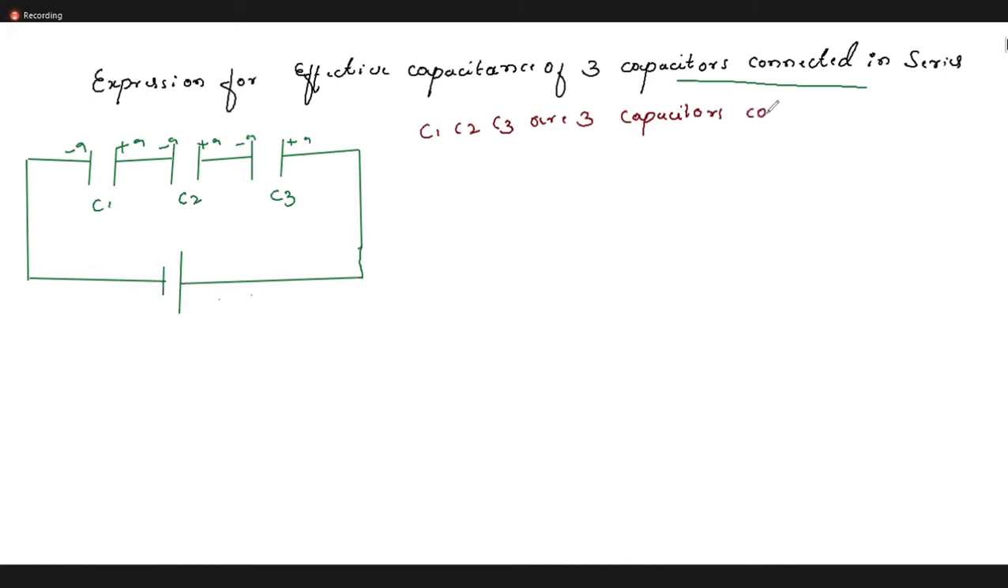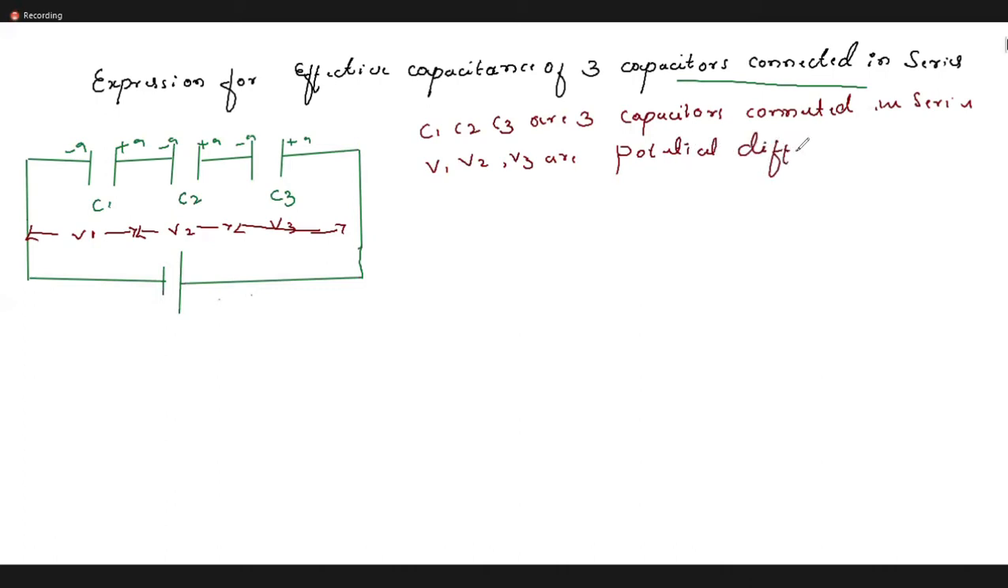Three capacitors are connected in series, as shown in the figure. What is the potential difference across the plates? From here to here, the potential difference is V1. Then from here to here, it is V2. Then from here to here, it is V3. V1, V2, V3 are the potential differences across the three capacitors, right? Yes or no?